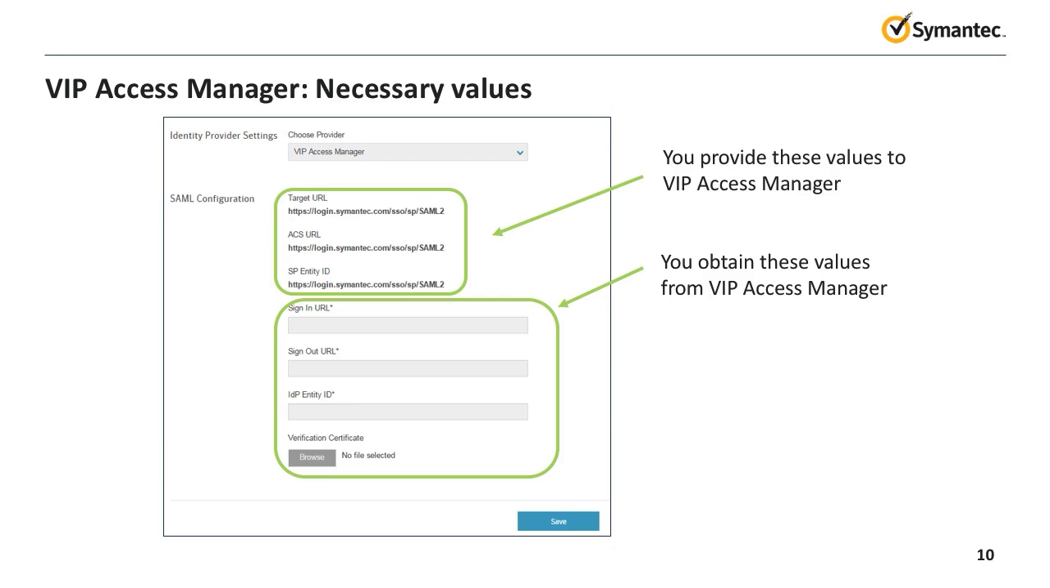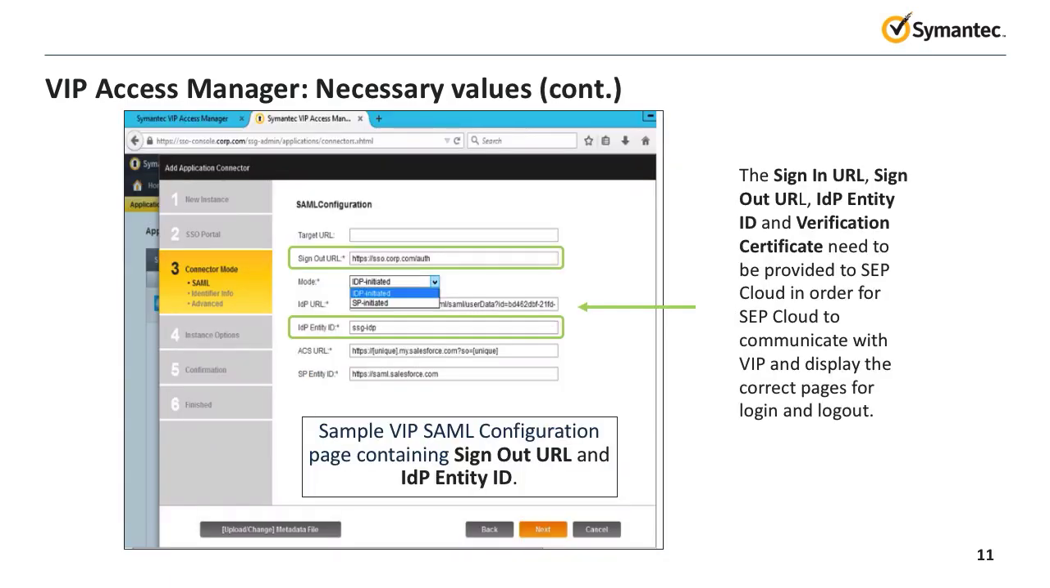In general, setting up VIP Access Manager involves generating a new certificate in VIP Access Manager and then providing information from VIP Access Manager to SEP Cloud, and then providing information from SEP Cloud back to VIP Access Manager. To access the VIP Access Configuration page in SEP Cloud Portal, go to Settings, Identity Provider, VIP Access Manager section. The Sign-in URL, Sign-out URL, IDP Entity ID, and Verification Certificate from VIP Access Manager need to be provided to SEP Cloud in order for SEP Cloud to communicate with VIP and display the correct pages for login and logout.